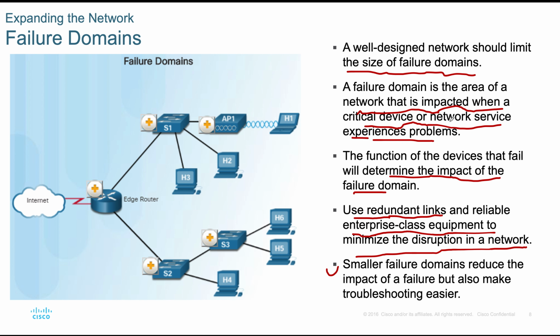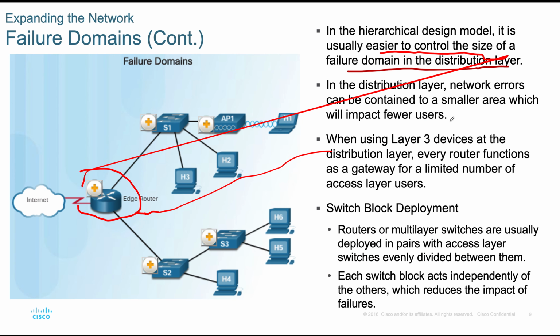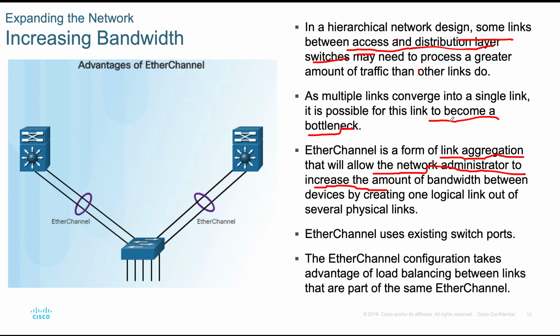We'll move on. The functions of the device that fail, we already explained this. Now we say use a redundant link and reliable enterprise class equipment to minimize the disruption in the network. So you see why we create a redundant link. When there is a failure, we switch to the redundant link as quickly as possible in order to minimize the financial loss of the organization. Smaller failure domains reduce the impact of the failure, but also make troubleshooting easier. Not only is the impact smaller, but troubleshooting is also easier. Is that okay? Now let's quickly go to increasing bandwidth.